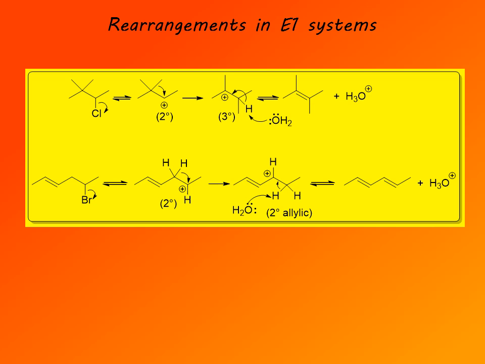Rearrangements also may involve forming other more stable carbocations, not just tertiary, but carbocations such as benzylic and allylic. In this second example, we have a rearrangement where after loss of bromine, there is a hydride shift to give an allylic cation. So a secondary carbocation is rearranged into a much more stable secondary allylic carbocation, which then undergoes elimination to give, in this case, a diene.